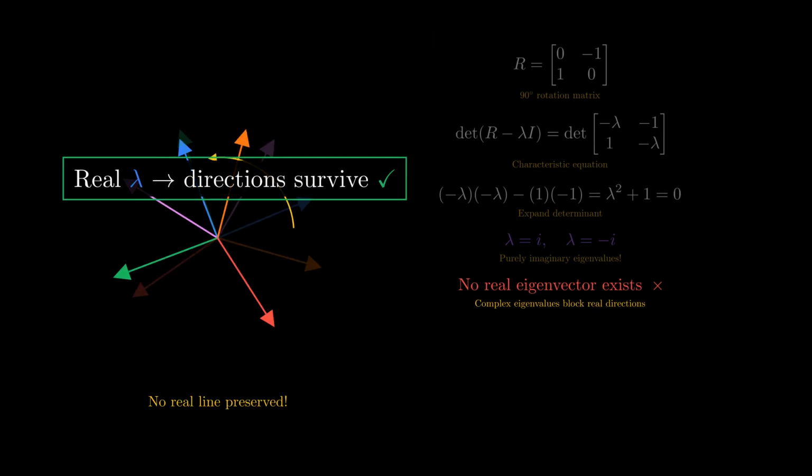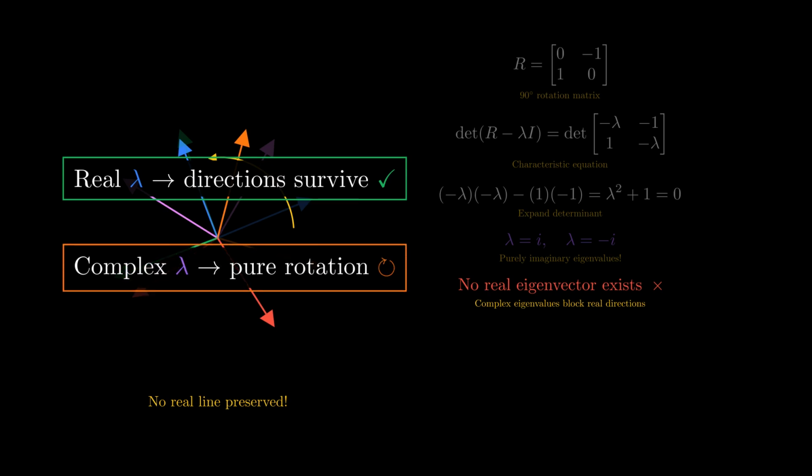This gives us an important general rule. Real eigenvalues mean some directions survive the transformation. Complex eigenvalues mean the matrix rotates everything off course. No real direction is preserved.